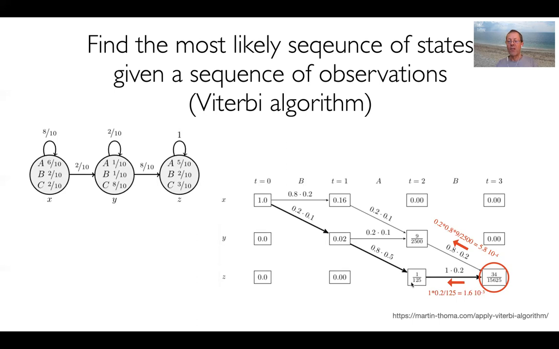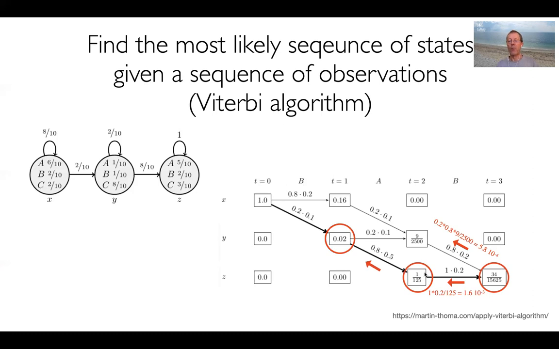And the other possibility is that we came from this state, and it turns out, 1 over 125 to be in the state times 0.2. So that's about 1.6 times 10 to the minus 3. So it's more likely that we came through this state than through this state, right? So this must be on the path of the most likely sequence of states. So now we're here, and now we have to ask ourselves, how did we get here? There's really only one possibility here. So there's no choice. We don't even have to make the calculation. We have to go this way.